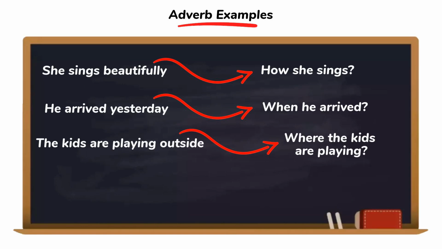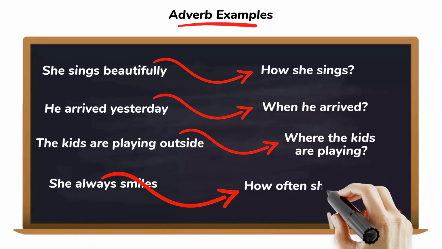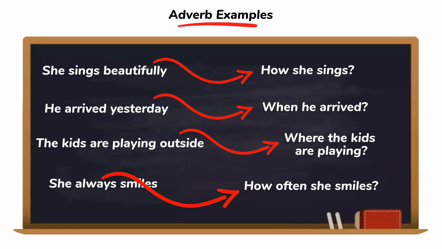And here's one more. She always smiles. The word always tells us how often she smiles. So adverbs can even talk about frequency, how often something happens.